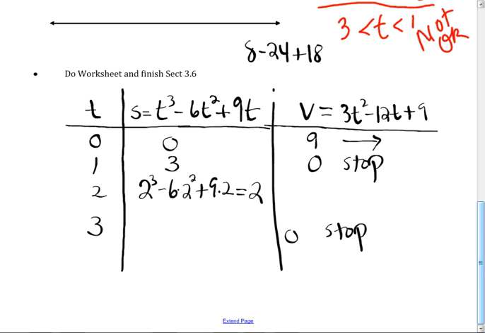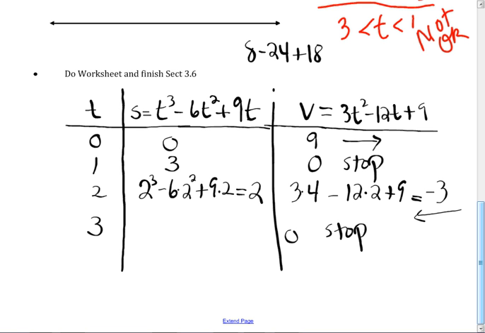What's the velocity there? Well, it's going to be 3 times 4. Notice I just square the time. Minus 12 times 2 plus 9. So 12 minus 24 is negative 12. What did you say, negative 3? Yeah. So that means it's what? It's going to the left. Right?